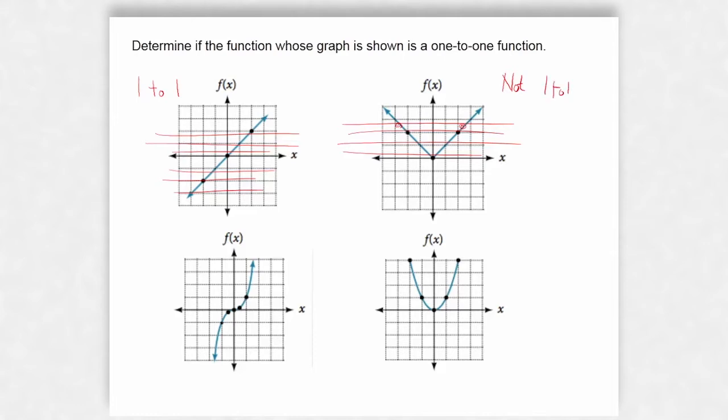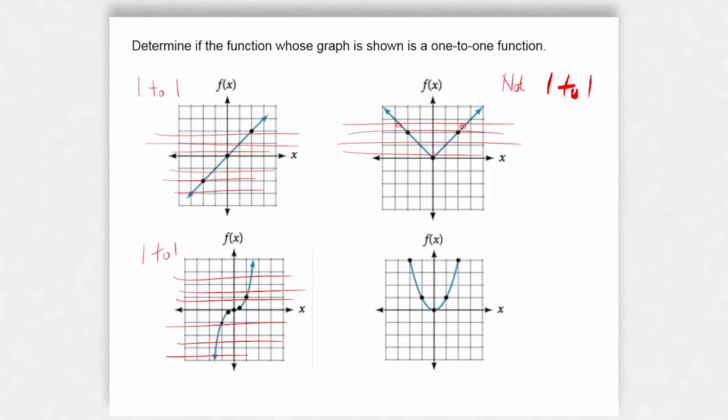If I take a look at the third case, let's see if I can make that look just a little better here. There you go. Now it stands out. All right, how about the third case? Let's go ahead and take a look at sketching horizontal lines. It seems like all these horizontal lines intersect the graph once. So our conclusion is that it is one-to-one. That function is a one-to-one function.